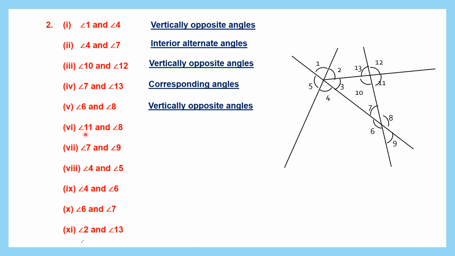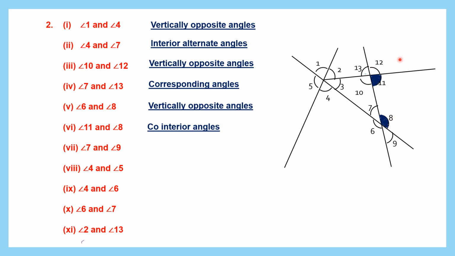Now let's look at angle 11 and angle 8. Angle 11 is there and angle 8 is here. So angle 11 and angle 8 are both inside. As you can see, they are both inside this and they are called co-interior angles or allied angles. So let's write that. Co-interior angles because they are inside and on the same side.